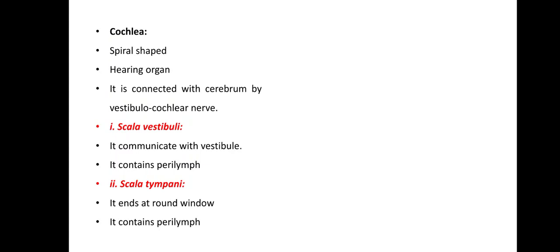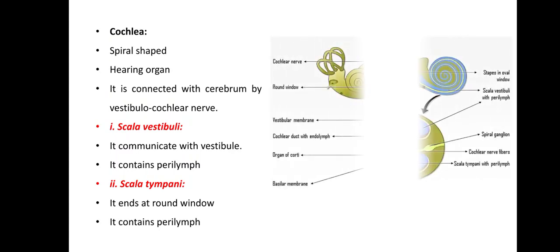The cochlea is divided into three spiral fluid filled chambers. And what are those fluid filled chambers? Number one is the scala vestibuli. The scala vestibuli communicates with the vestibule of the inner ear, and it contains perilymph. Number two chamber is the scala tympani. It ends at the round window of the tympanic cavity and it contains perilymph.